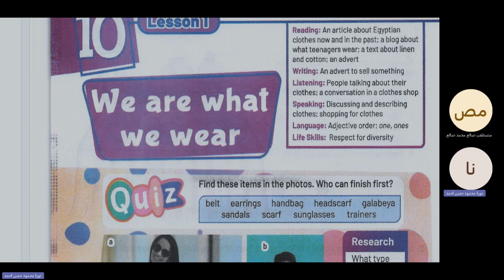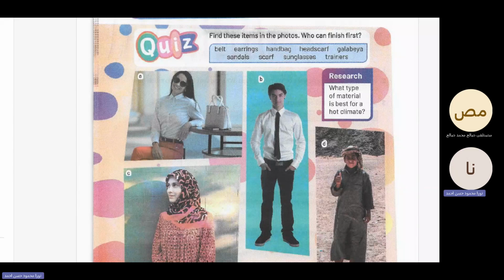Okay, it seems like an interesting topic. So let's start together. Okay, now we have in the blue box items. These items are pieces of clothes. So let's read them together. And after we read them, I want you to search for them in the photos. If you find one, just raise your hand and say, hi, I found it.